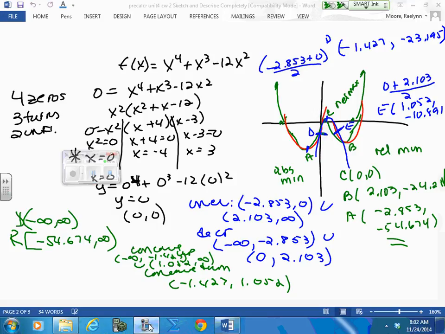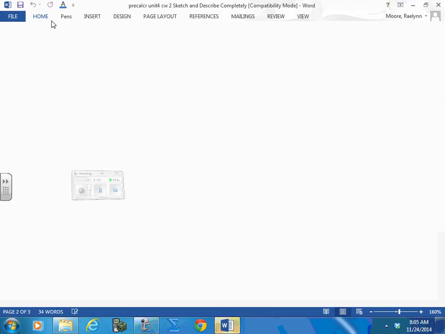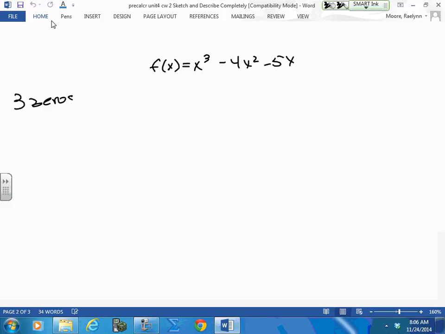When I graded this one, okay. First of all, how many zeros are we going to have? 3 zeros. What are my ends going to behave like? One down, one up. Since it's positive, down on the left, up on the right. How many turns am I going to have? 2. How many inflection points? 1. So start with your zeros.